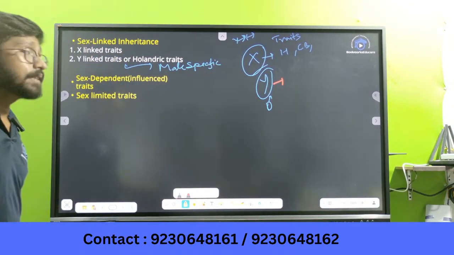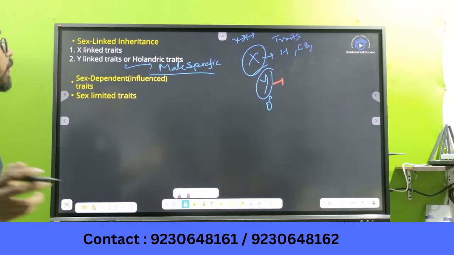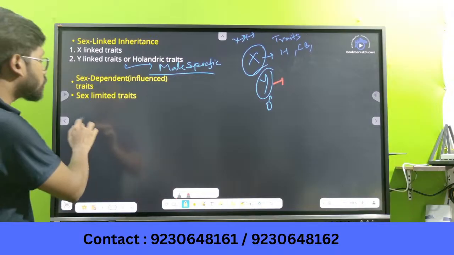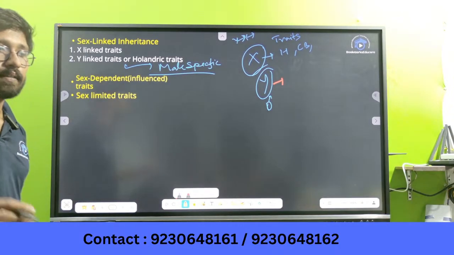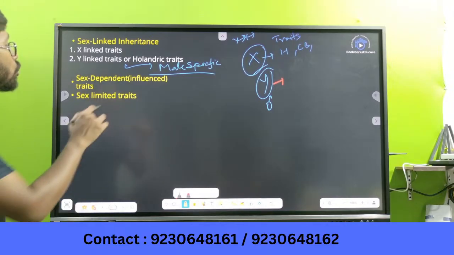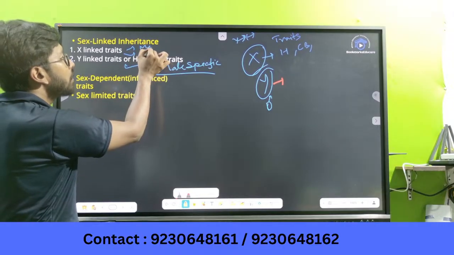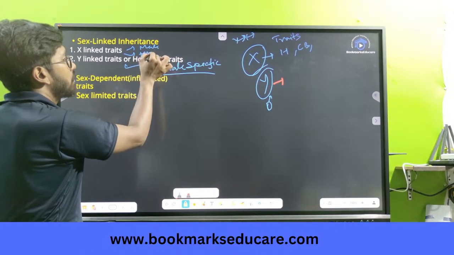Male specific, as in these characteristics will never occur in the female group. Never. Because females do not have any Y. There is not a resemblance of Y. Why, we will learn. So X-linked characteristics can be present in both male and female.